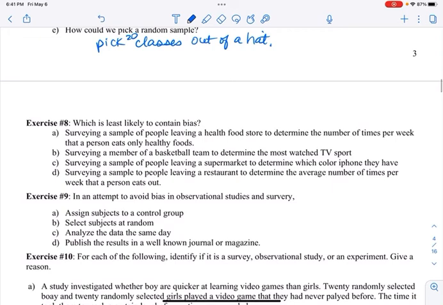All right, what is the least likely to contain bias? If you survey a sample of people leaving a health food store to determine the number of times per week that the person eats only healthy food. Well, people at a health food store are probably eating more healthy than other people. That would definitely have bias.